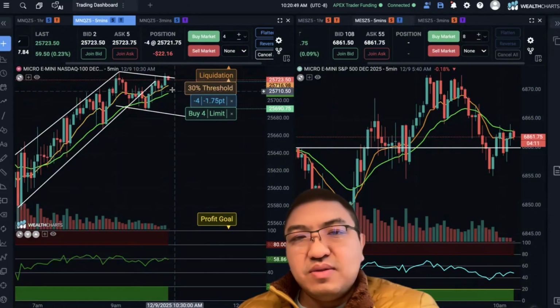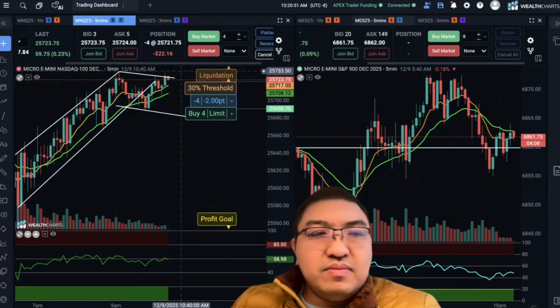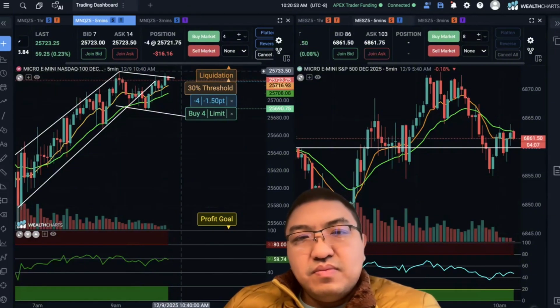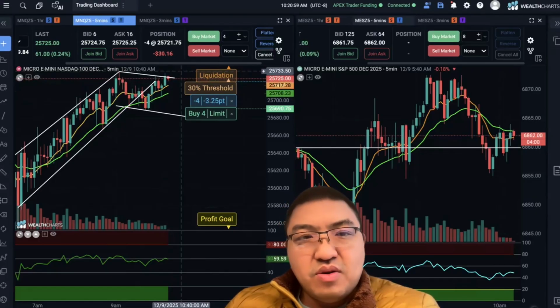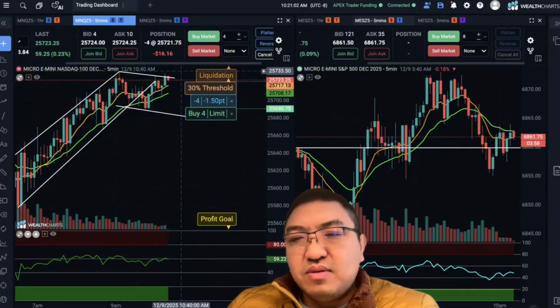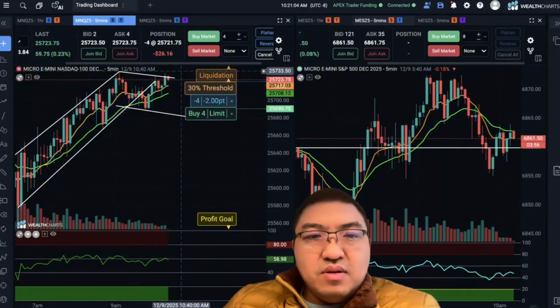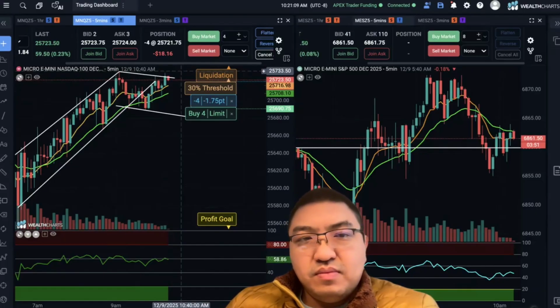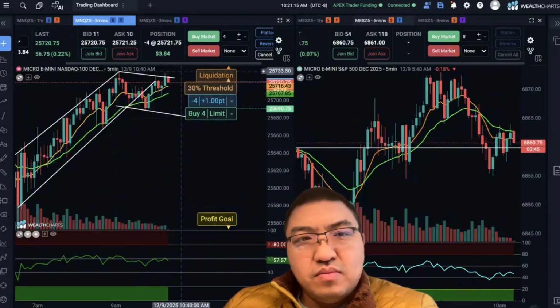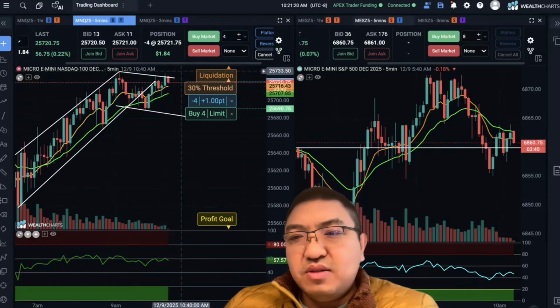Let's see. For ES, it's already covered. Oh, it bounced back. At least it shows that sellers are working. They are not lazy.